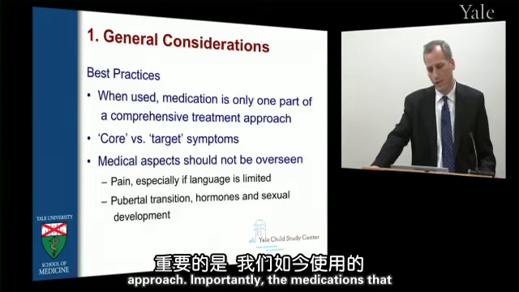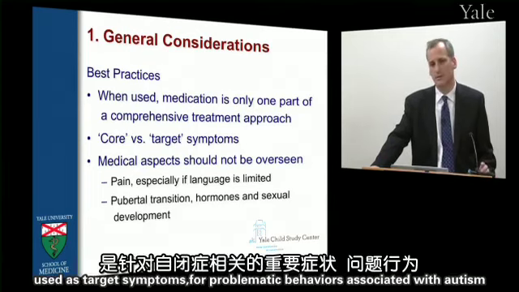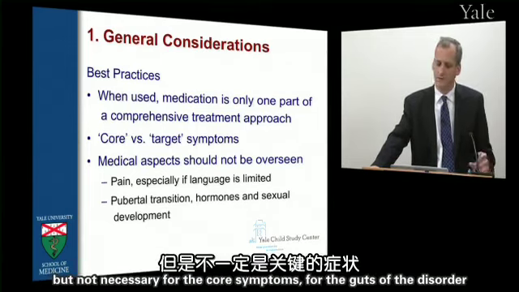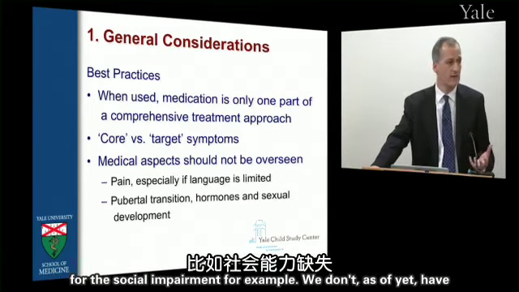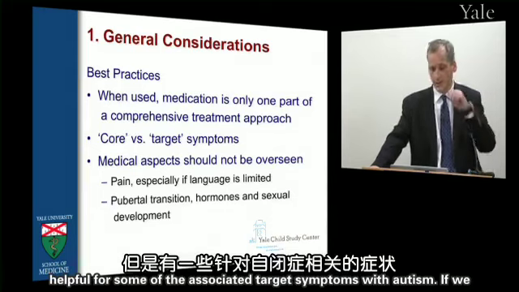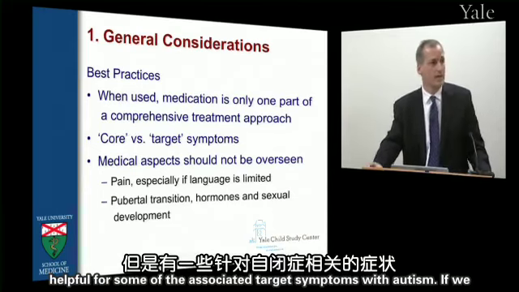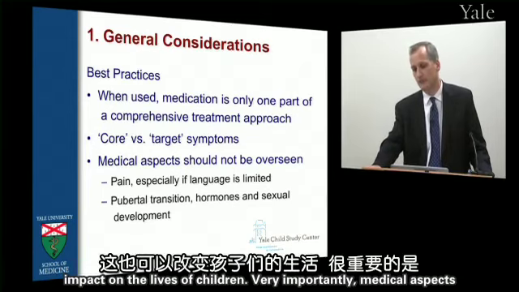Importantly, the medications that we use nowadays are mostly used for target symptoms, for problematic behaviors associated with autism, but not necessarily for the core symptoms, the guts of the disorder, the social impairment, for example. We don't, as of yet, have medications to treat that, but we have medications that can be very helpful for some of the associated target symptoms, and if we can make an improvement on those, we can have a significant impact on the lives of children.